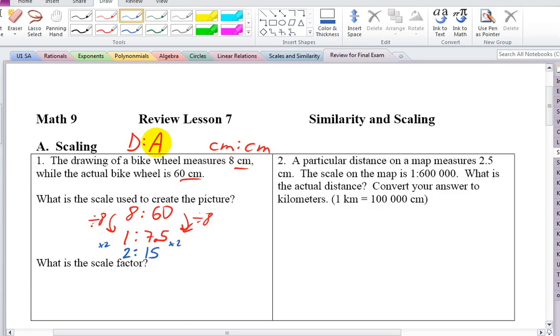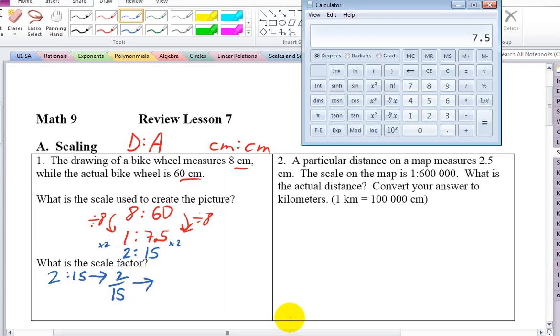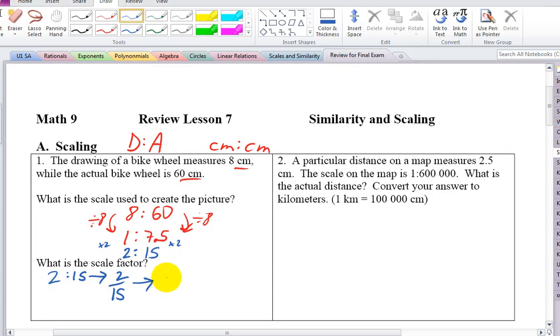So what's the scale factor? Well, we can take 2 to 15, and we convert that to a fraction, 2 over 15, and of course your fraction can go to a decimal. So it would be the top number divided by the bottom number, 0.13 with a repeat bar over the 3 only. So 0.13 with the 3 repeating. So for scale factor, you're looking for a fraction or a decimal, either or.